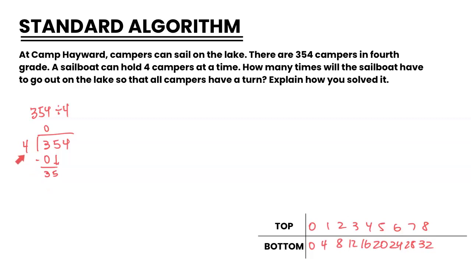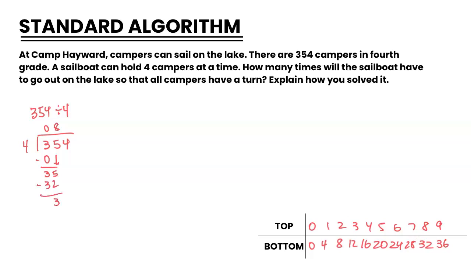35 divided by 4. So how many times will 4 go into 35? And looking at my top-bottom chart, what we see is that we might need to go out one more to 9 so that we get 36. And 35 is going to be located in this range, which means that this will be 8 on the top and 32 on the bottom.